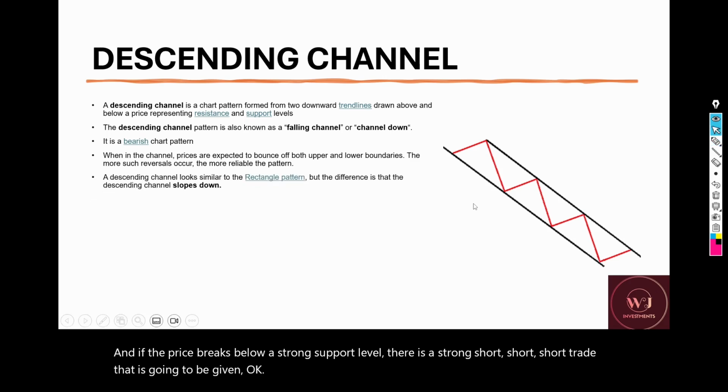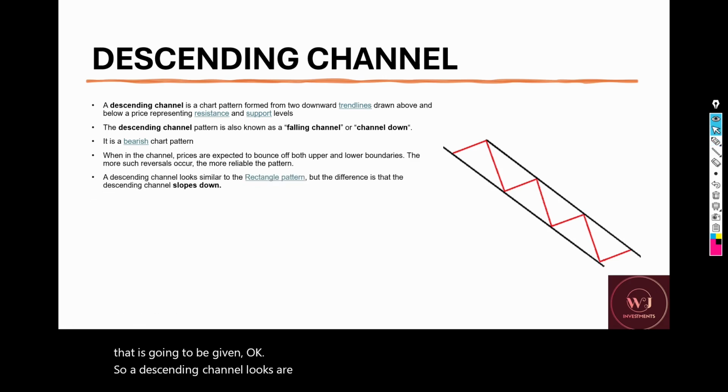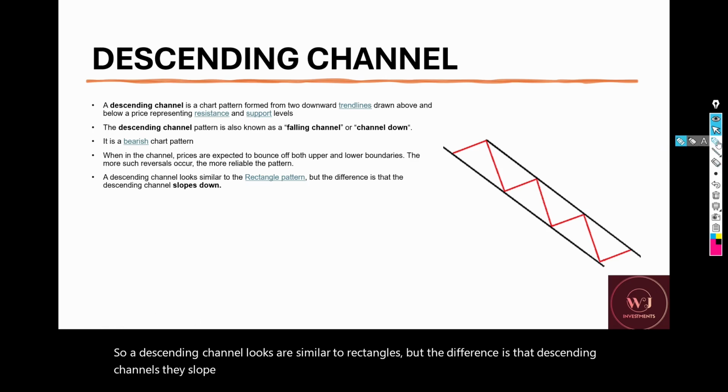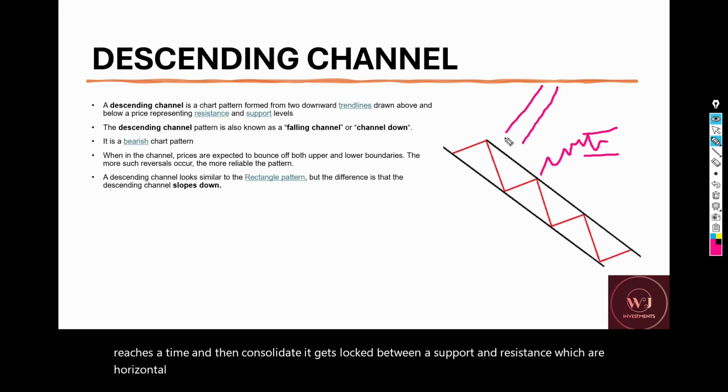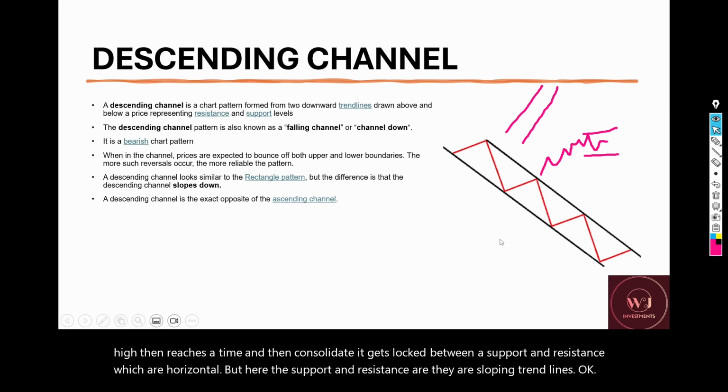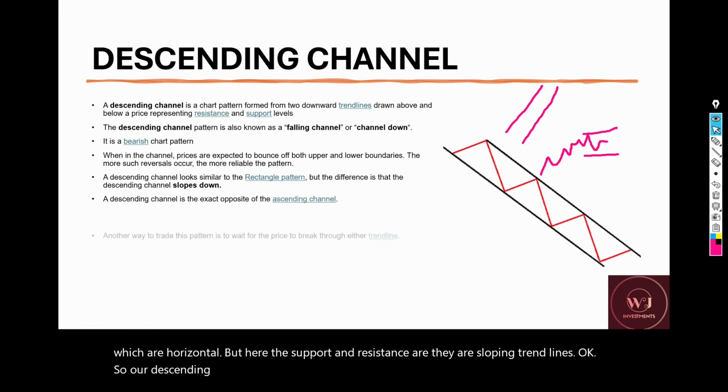A descending channel looks similar to a rectangle, but the difference is that descending channels slope down. In rectangles, we show that if the price is moving high, it reaches a point and then consolidates. It's locked between a support and resistance which are horizontal, but here the support and resistance are sloping trend lines. A descending channel is the exact opposite of the ascending channel.